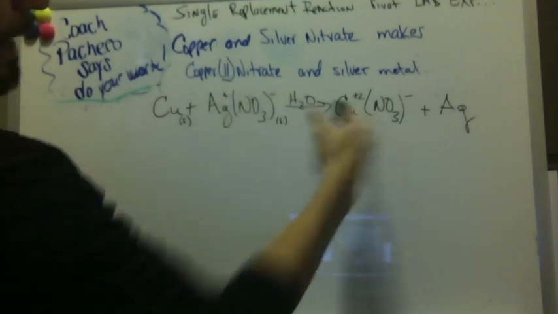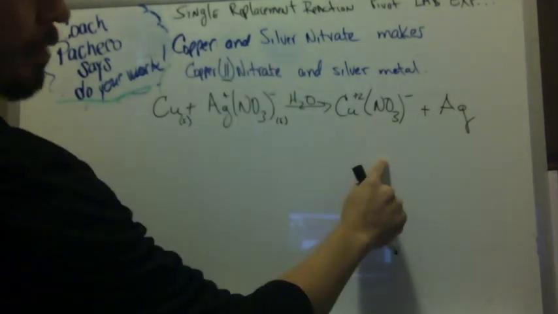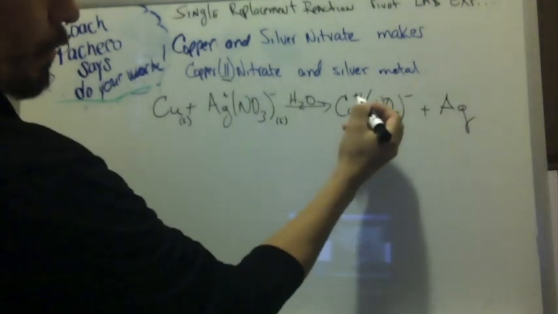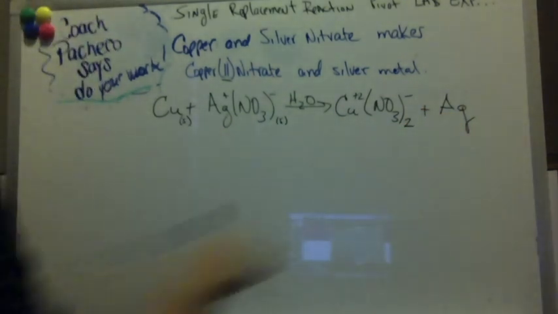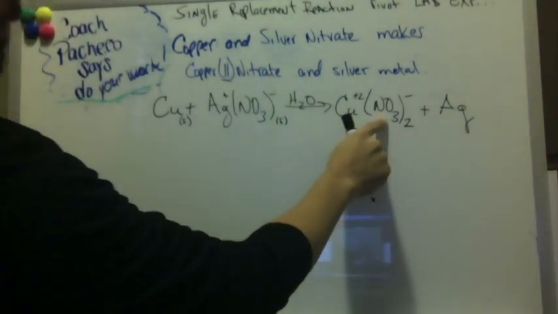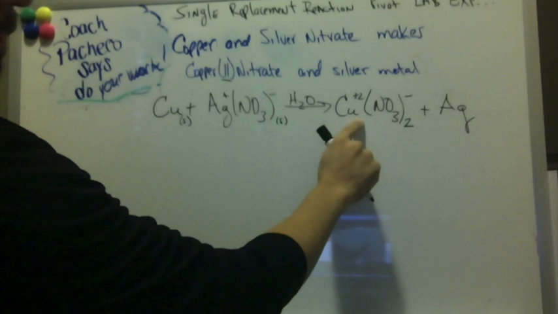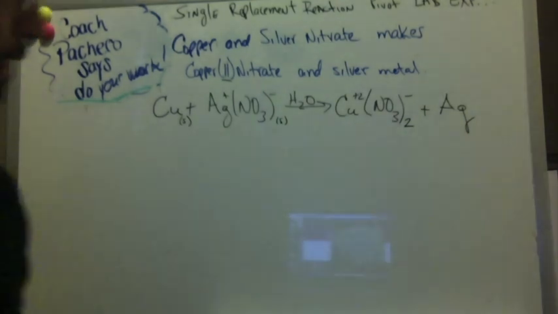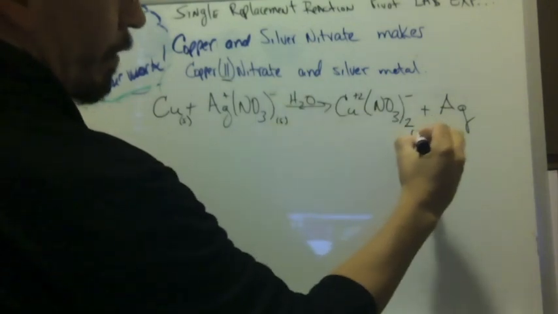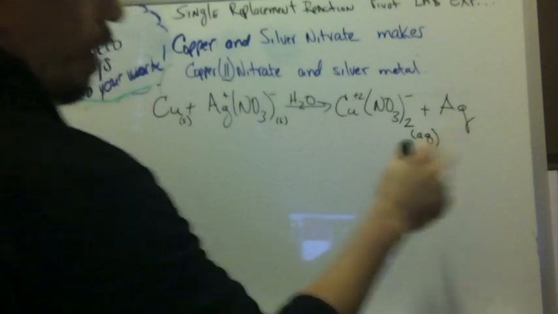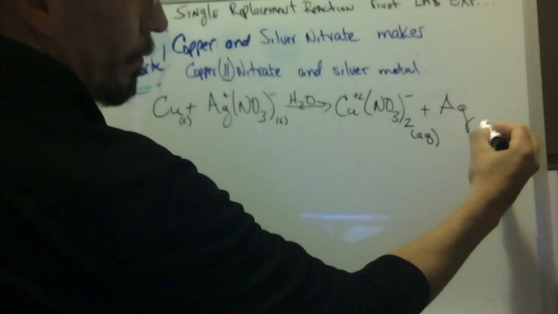If this can only accept 1 electron, that means we need 2 nitrates to accept both electrons. So this 2 is going to be written on the outside as a subscript number. That subscript number 2 tells us 2 nitrates are involved to balance out the 1 copper. Because there's only 1 here, we can imagine there's a 1 here as well, but we don't have to write it down. Due to the fact that we're mixing in water, the whole thing is going to be aqueous, meaning in an aqueous solution, water-based, and we're going to end up with silver metal, a solid.